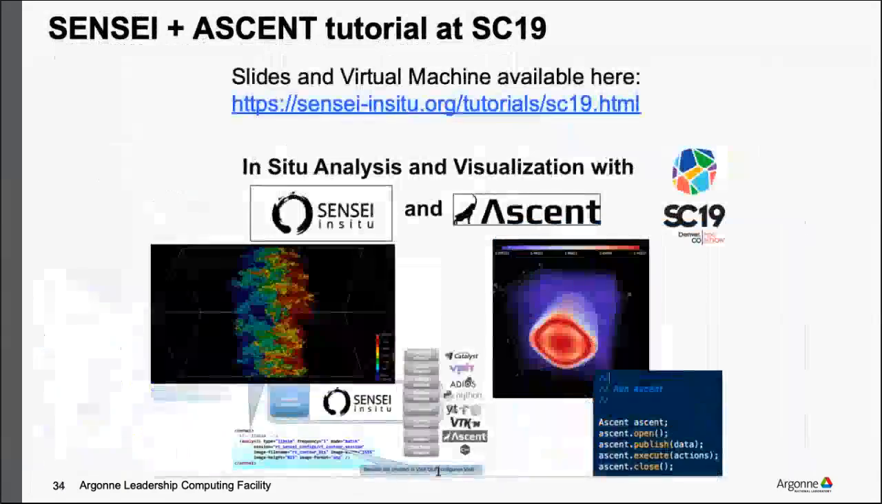There's much more than what I'm explaining here, and in fact the SENSEI and Ascent teams combined strengths and were part of the SC19 tutorial. It was a full day tutorial, and I'm going to give you this link where you can download the slides for additional details, and also a virtual machine, a VM that you can run on your own laptop with examples. You can poke and dissect the examples if you're interested in instrumenting your own code.